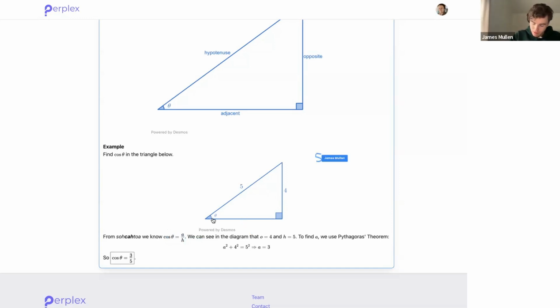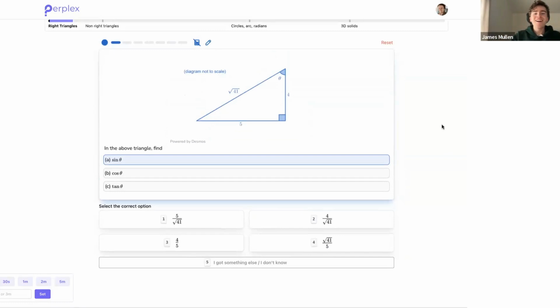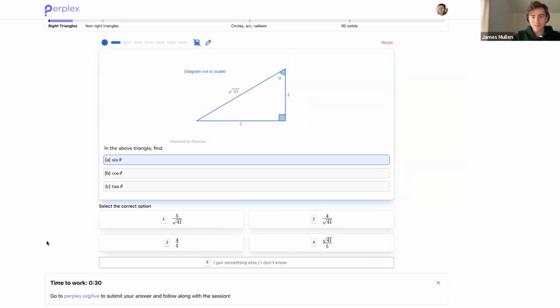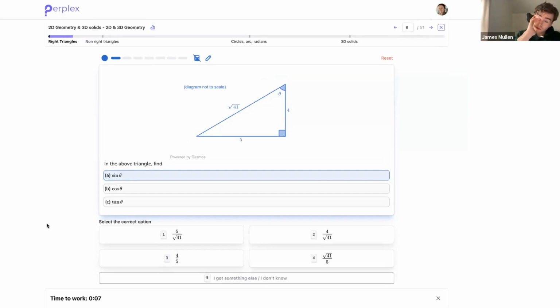If I do 5 squared is equal to 4 squared plus a squared, then I find 25 is equal to 16 plus a squared. A squared is equal to 9, and so a is equal to 3. And then cosine of theta is 3 over 5. Okay, I'm going to give you, let's say, 30 seconds for this example. All right, looks like most of you have got the right answer.